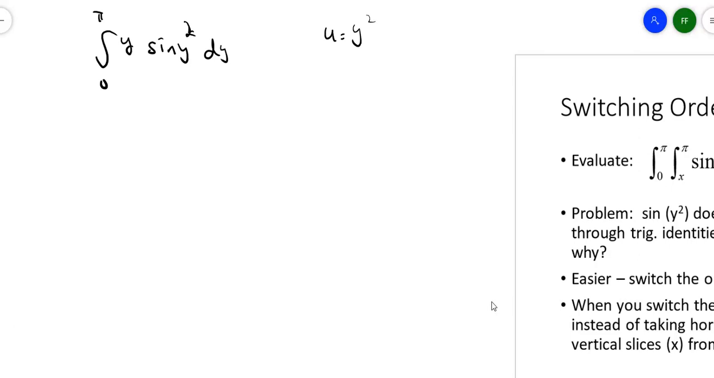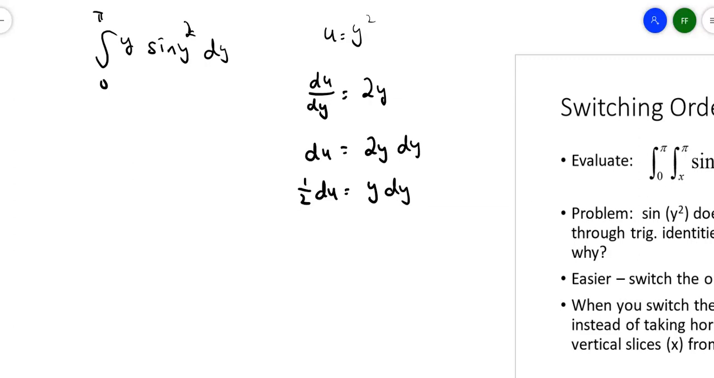If u is y squared, then the derivative of u with respect to y is 2y, which means that du is 2y dy. I want half of that. So I want half of du as y dy. So this y and that dy get replaced with a 1/2 du. Okay? The y squared gets replaced with a u. So I have the sine of u.